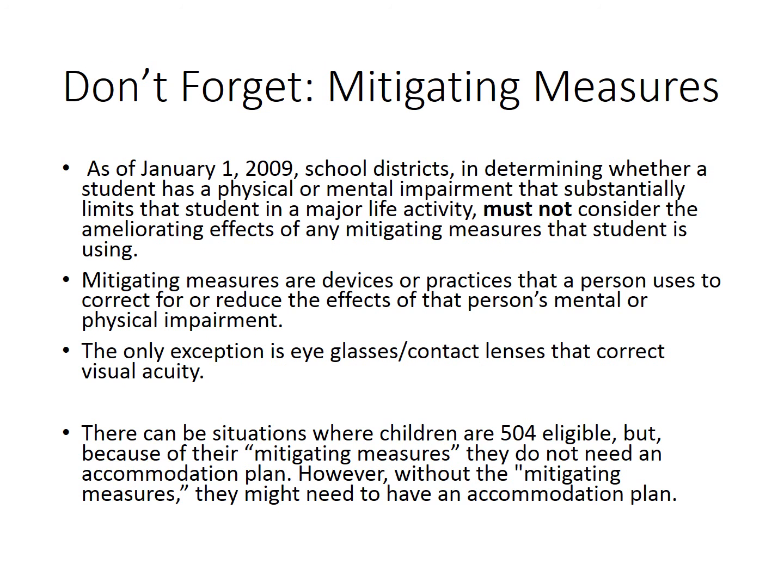A big topic surrounding 504 accommodation plans is mitigating measures. Mitigating measures are devices or practices that a person uses to correct for or reduce the effects of that person's mental or physical impairment. An example would be a child with ADHD that takes medicine. When the child takes their medication, their behaviors are controlled. That child's ADHD does not substantially limit their life function because of the mitigating measure, so they may qualify under Section 504 protections, but they don't need an accommodation because of the mitigating measure of the medication.